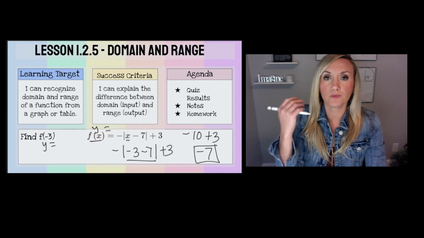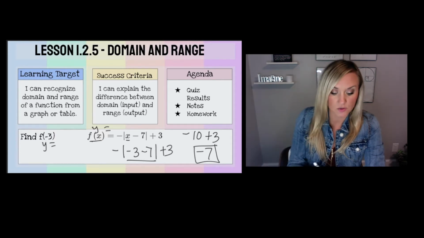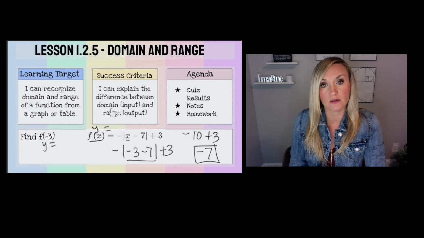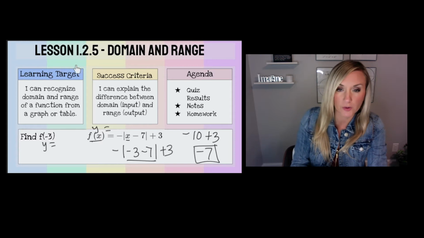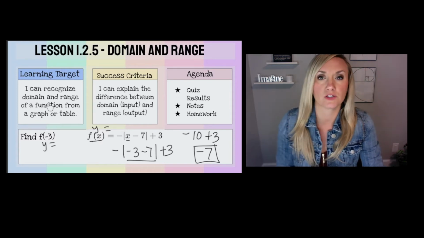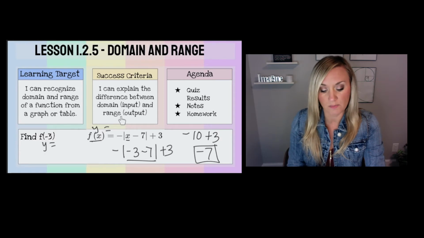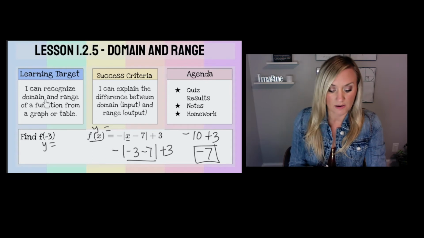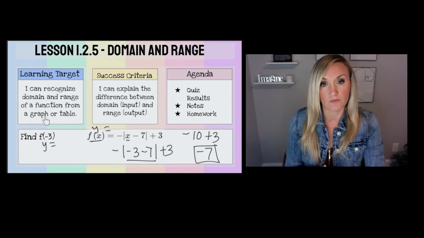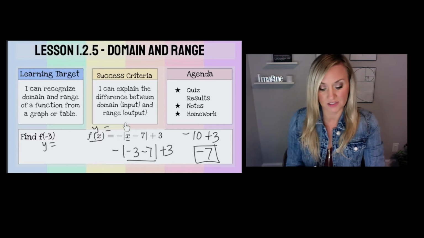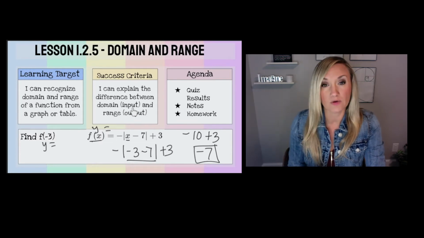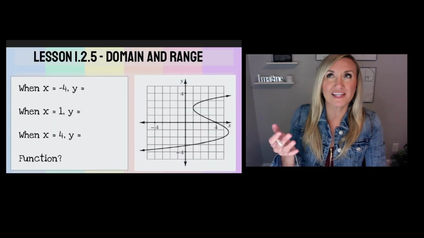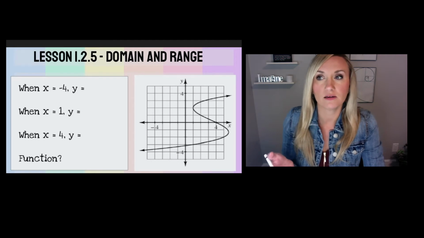Okay, so hopefully by the end of the lesson today, for our success criteria, it's going to help you if you can explain the difference between domain and range. If you can do that, that's going to help you get to your learning target successfully. That's the important part about lessons: you really want to take away from today about domain, range, and recognizing them from a graph or a table. But to be successful, we want to look at how you can explain the difference between the two.